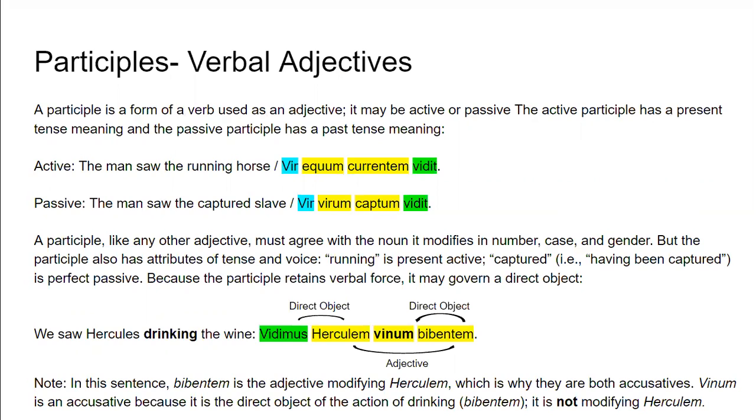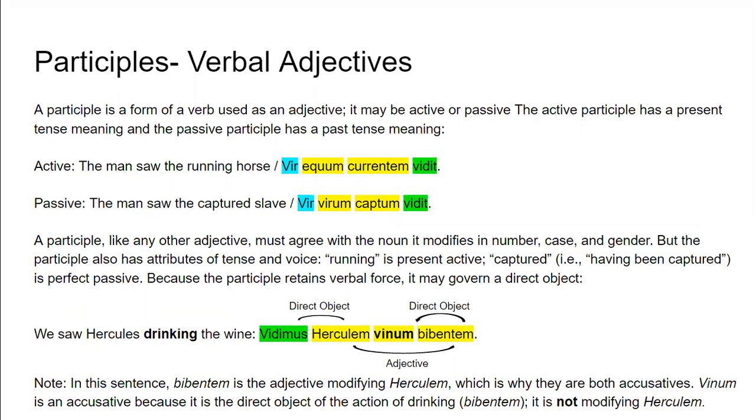So since it lives in two worlds, it does a lot of double duty. For example, it has all of the things that a noun has, and that is case, number, and gender. So a participle will express whether it is singular or plural, whether it's masculine, feminine, or neuter, and whether it is a nominative, accusative, genitive, any of those things that a noun does.